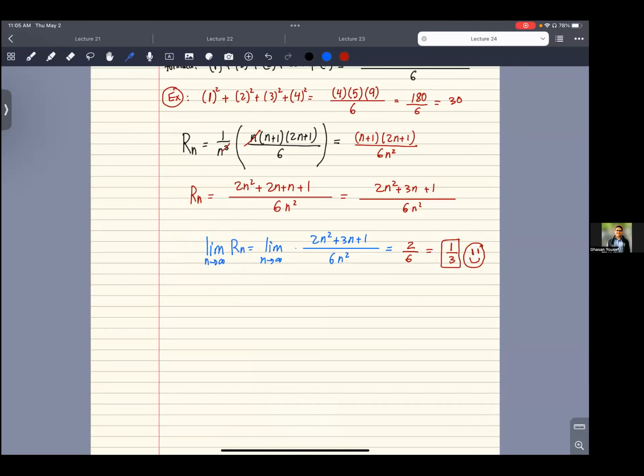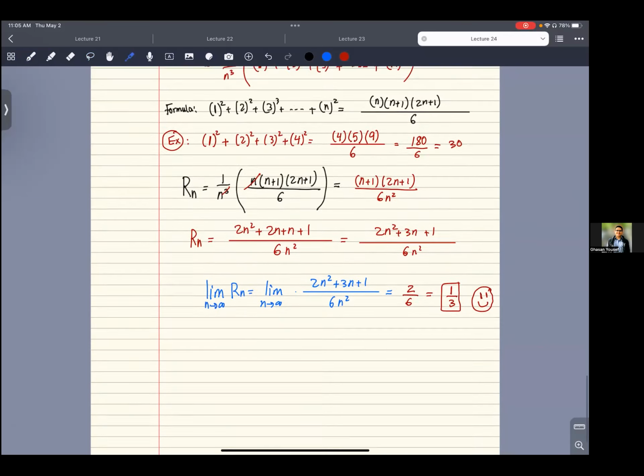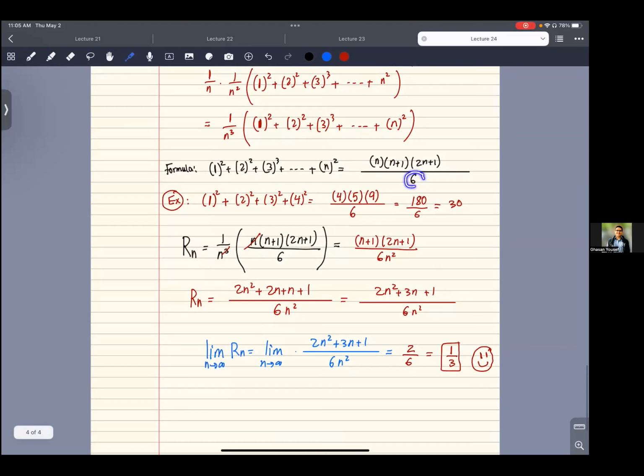Okay? Any question? Is there a reason why we put 6 in the denominator? Why the reason we put 6 here? You ask about where? This formula? Yeah, in the formula. The formula has 6.